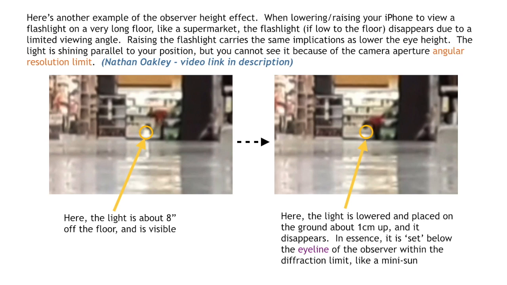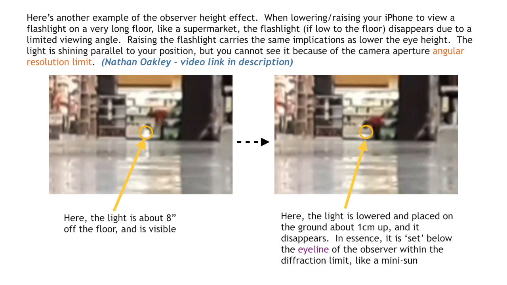Keep that in mind. That light is shining essentially in a direct line straight to the, or what you would think would be a direct line straight to the phone, but the phone camera cannot pick it up. It cannot resolve the light. It has hit its angular resolution limit.